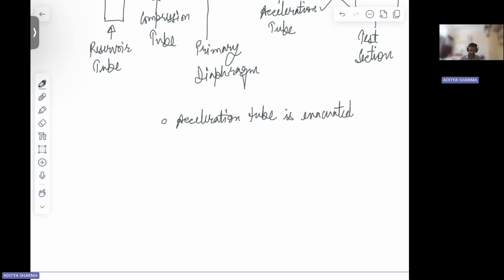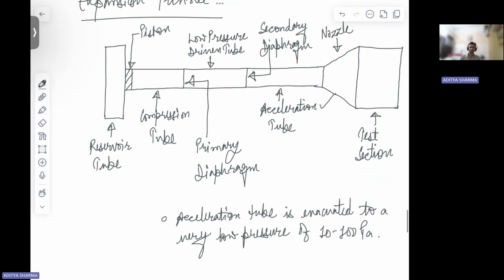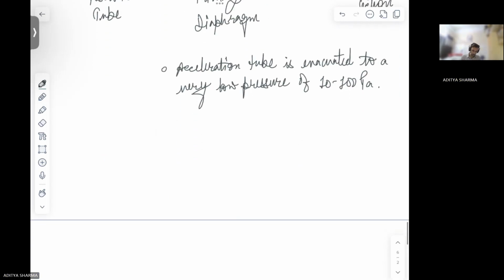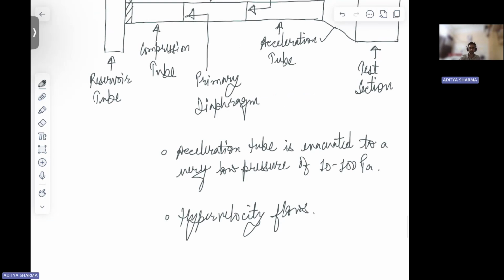So this is a region which is evacuated to a very low pressure of 10 to 100 pascals. Okay. And this change gives you hypervelocity flows. Okay. So this is your expansion tunnel.